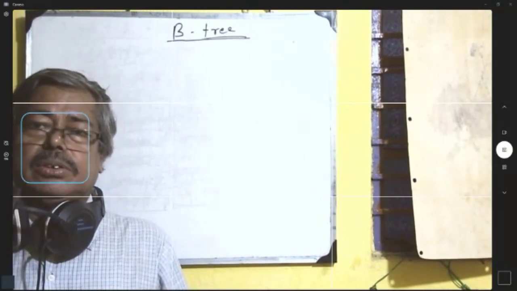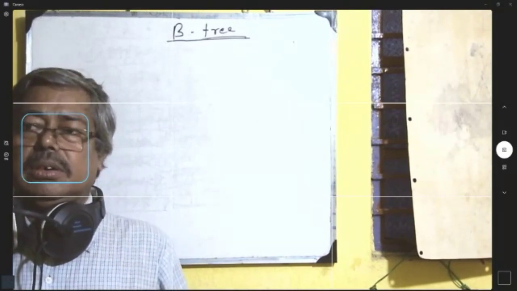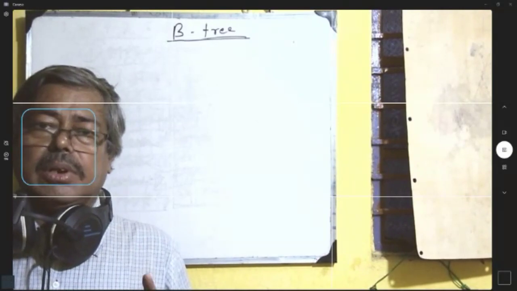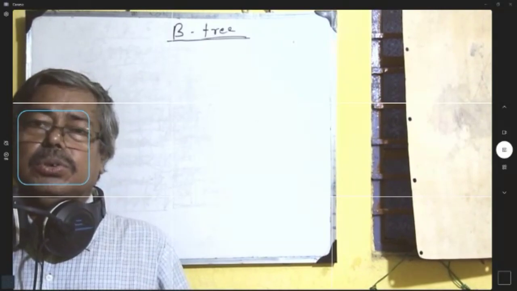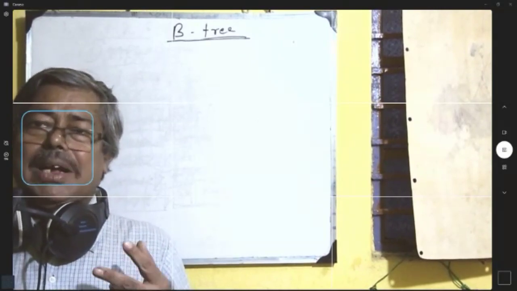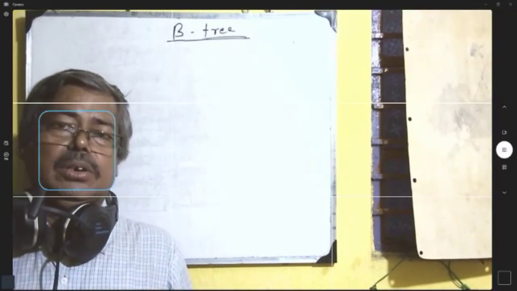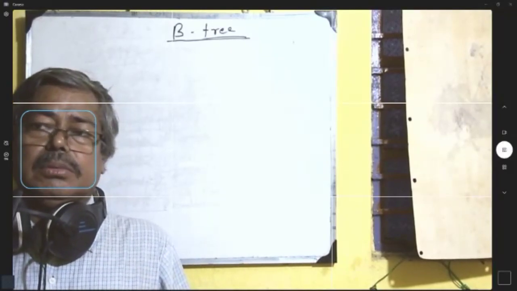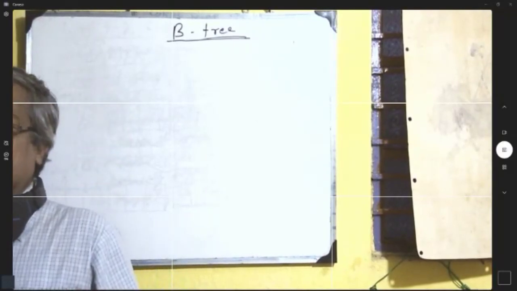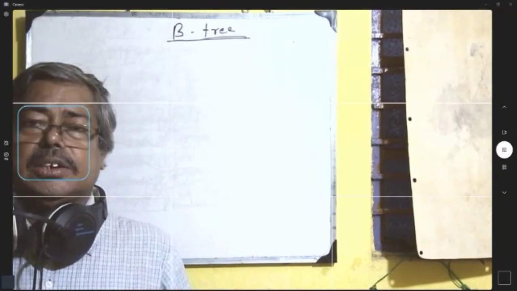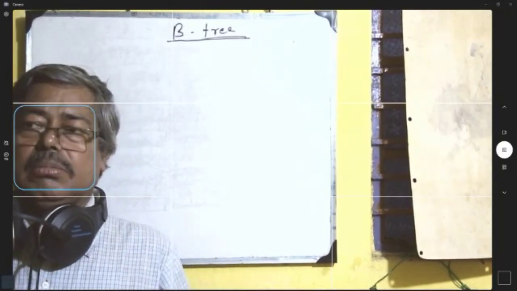The root node is the only node where the minimum number of children is 2, and the maximum number of children is M. M is the order of the B tree. The root node is the only node with this exception: minimum 2 children, and maximum number of children M.